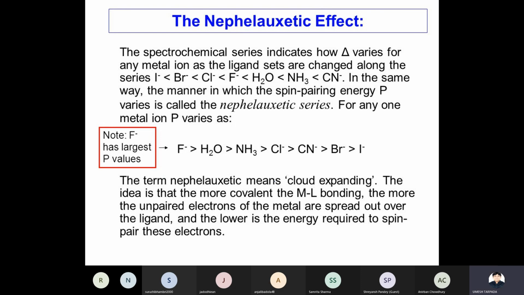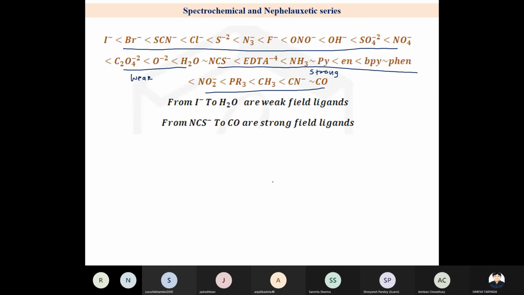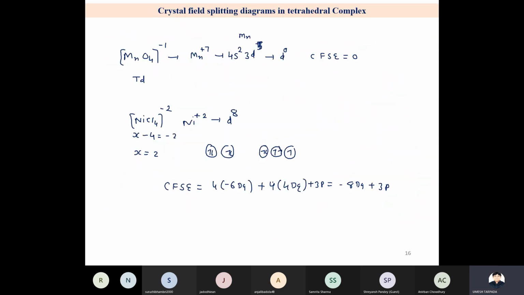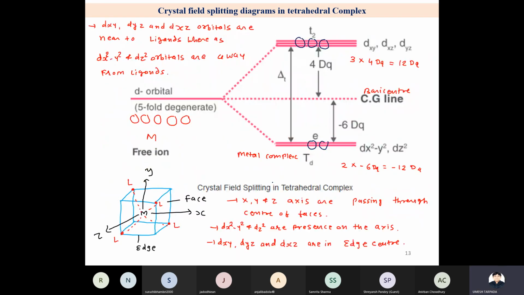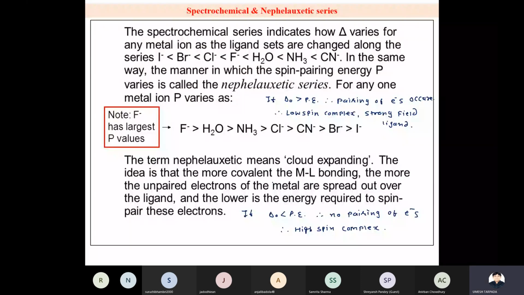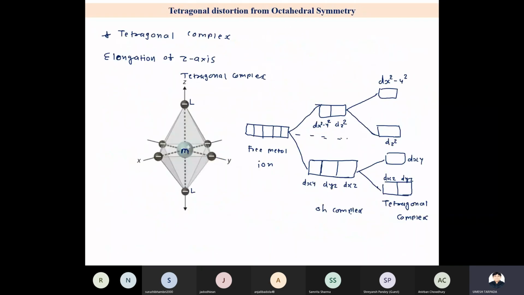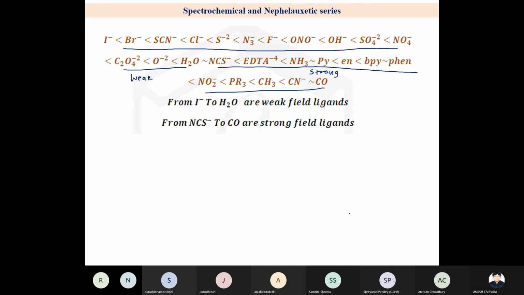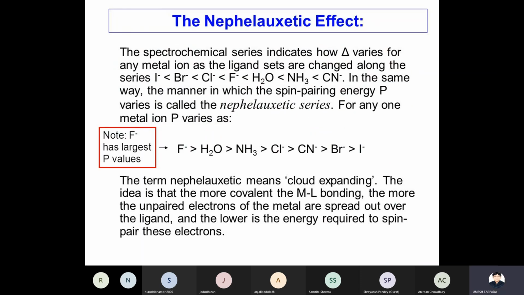So F minus has the largest P value. That is, the pairing energy is more, so the electron may remain unpaired. We have also seen that if pairing energy is more, as mentioned over here, then electrons may remain unpaired and no pairing of electrons takes place. So the same concept is utilized here. Largest P means electrons remain unpaired. In this way you have to arrange the different ligands in a series.